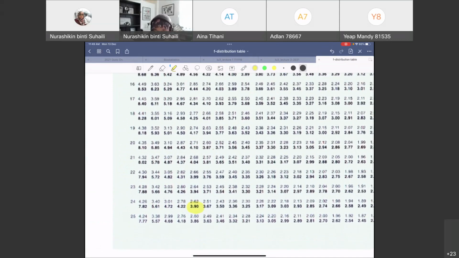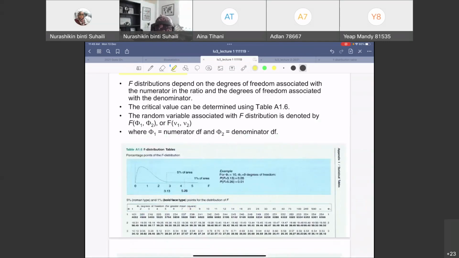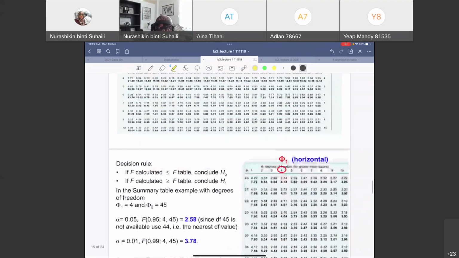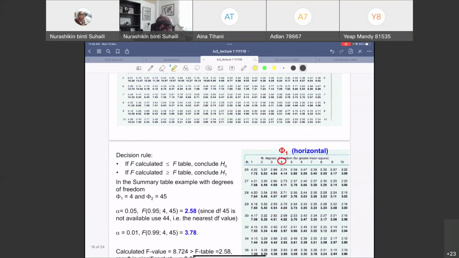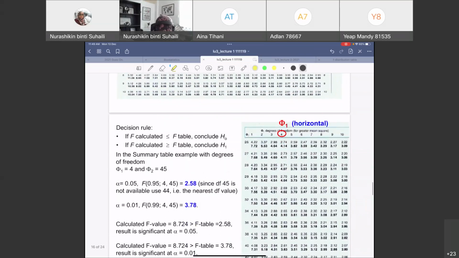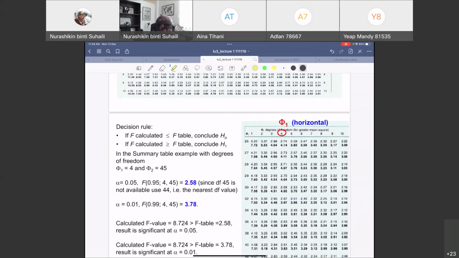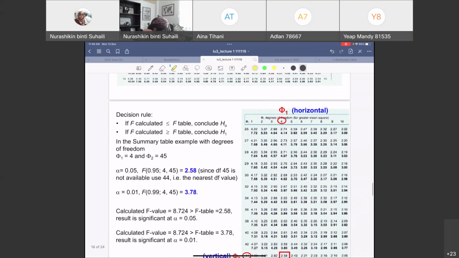Okay, so that's how we solve for the F critical. Go back to the problem. 3.9. Wait a moment. Where's the 3.9?